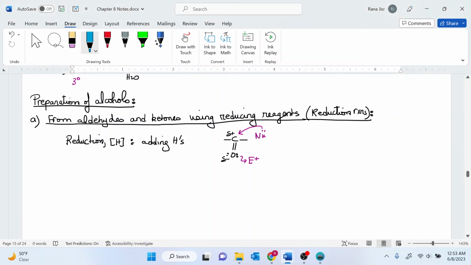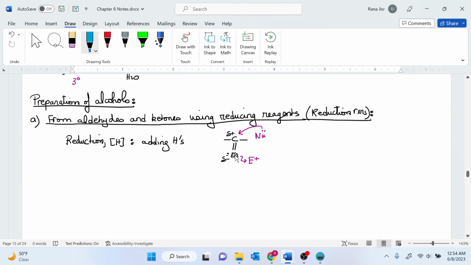Reduction of carbonyls is one of the ways to prepare alcohols. Reduction is the opposite of oxidation, and reduction means adding hydrogen. So oxidation means taking away hydrogens. Reduction means adding hydrogens. Your starting material here is always the carbonyl, and you are adding hydrogens to the carbonyls. You are adding a hydrogen to the carbon and a hydrogen to the oxygen.